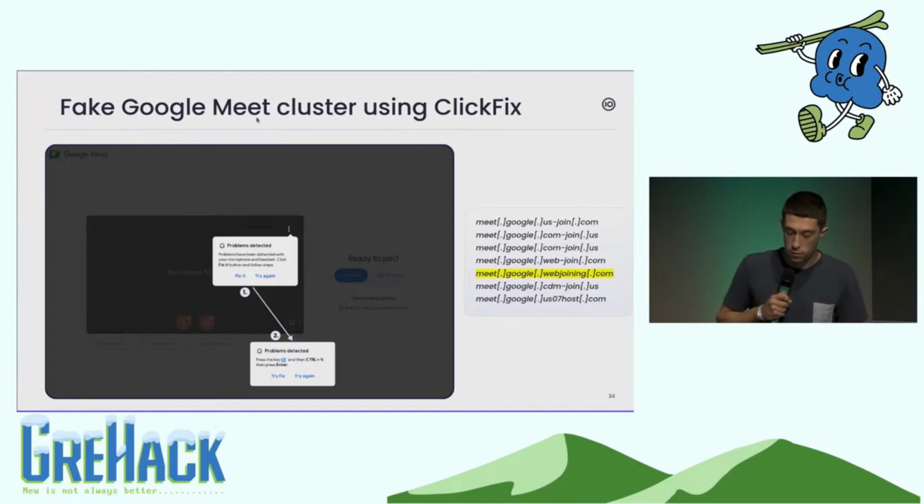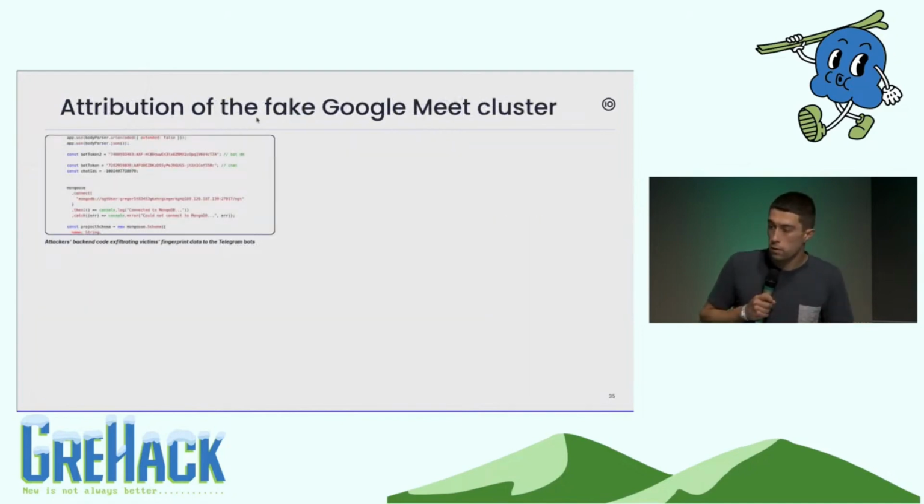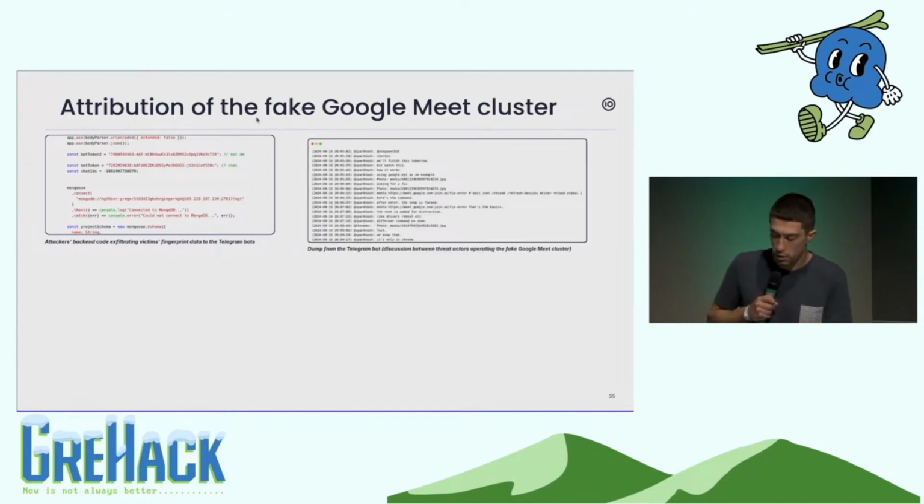We dug into the adversary's infrastructure, and we found JavaScript code, which is the backend code used by the attackers to exfiltrate the fingerprint data from the visitors going on these fake Google Meet web pages. It exfiltrates this data to a Telegram bot, which is quite usual for Russian-speaking threat actors, and to a MongoDB. By dumping and investigating the Telegram bot as well as the MongoDB, we found some more interesting information.